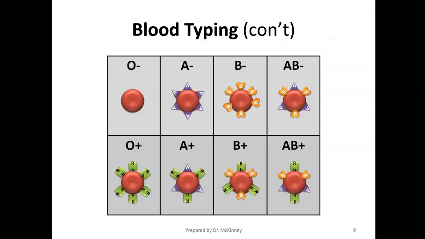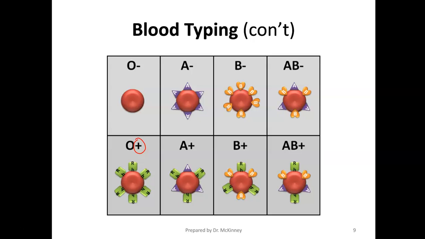Now, RH is a little bit different. There's only one antigen for RH. RH stands for rhesus. You may see D, the D antigen. It's the same thing. So if the RH antigen is present, then we indicate that with a positive.